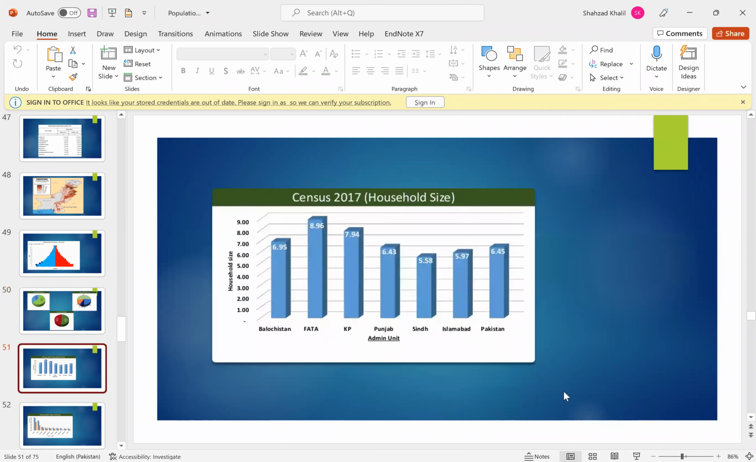Household size. Basically, household size is the number of individuals living in one economic unit, one household. If we see Pakistan, the total household size is 6.45. Individually, the maximum is FATA, which is 8.96, then comes KP, then Balochistan.